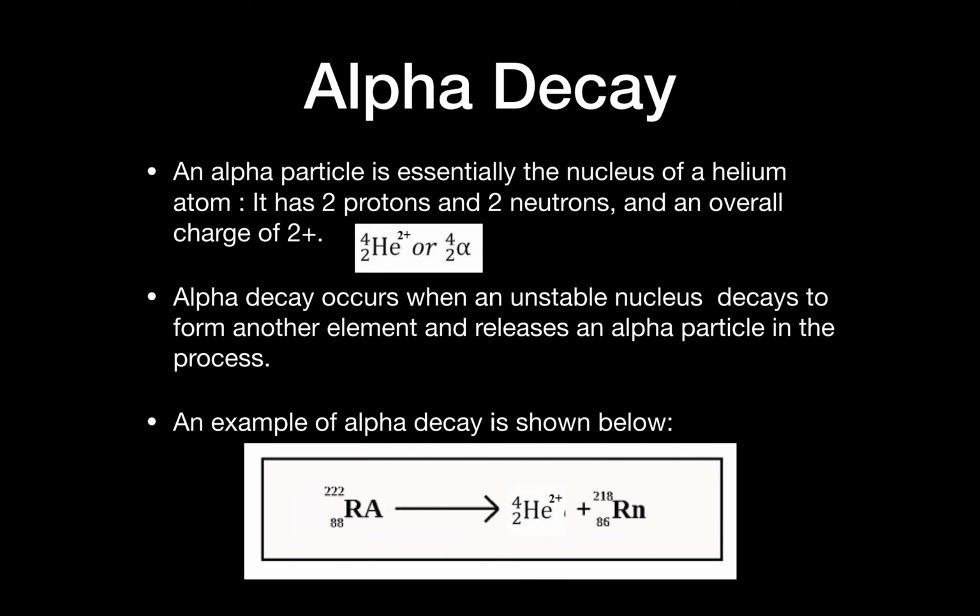So, what is alpha decay? Or firstly, what is an alpha particle? An alpha particle is essentially the nucleus of a helium atom. It has two protons and two neutrons, giving it a total of four nucleons and an overall charge of 2 plus. You can see the symbol over here for alpha with 4 and 2.